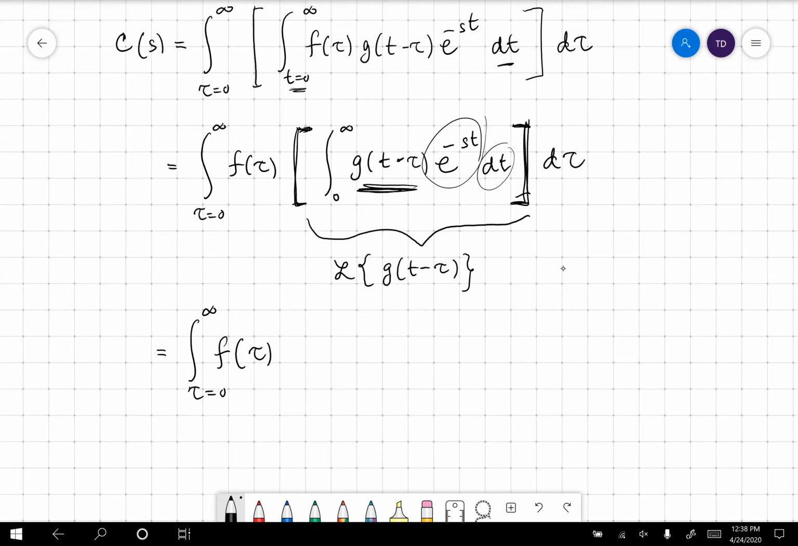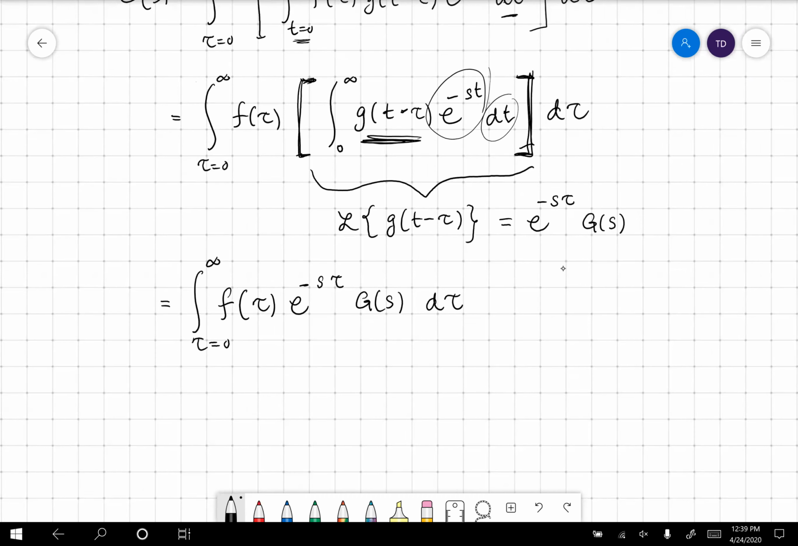So let's recall that Laplace transform is e to the minus s tau times g of s. That's what that Laplace transform is. I'm going to put it in there: e to the minus s tau times g of s, all times d tau. We're almost home free. The math is beautiful. We're almost where we need to be.